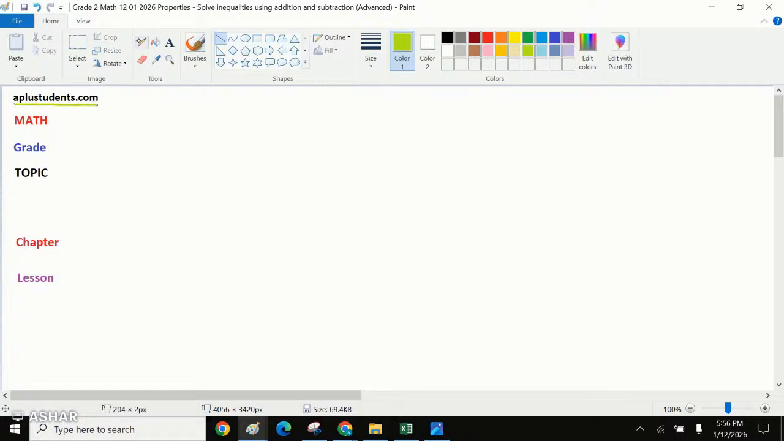The first thing you need to do is go to aplusstudents.com. Once you are on the website, you need to select math as your subject. Your grade level is grade 2. Sorry, I'll just change. This is a grade 2 lesson, and the topic for today is properties.